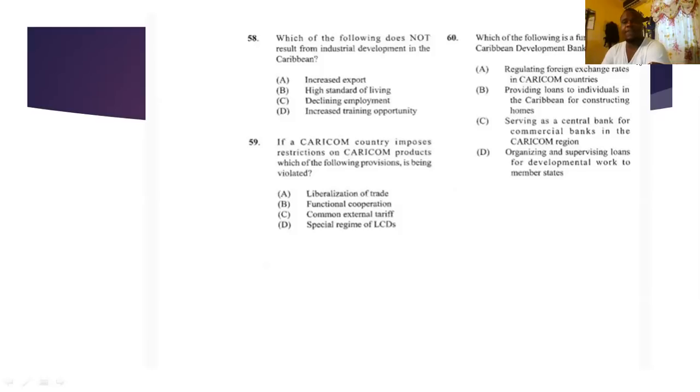So 60, final question. Which of the following is a function of the Caribbean Development Bank? A, regulating foreign exchange rates in CARICOM countries. B, providing loans to individuals in the Caribbean for constructing homes. C, serving as a central bank for commercial banks in the CARICOM region. Or D, organizing and supervising loans for developmental work to member states. Right? The answer for 60 is D, organizing and supervising loans for developmental work in Caribbean states.